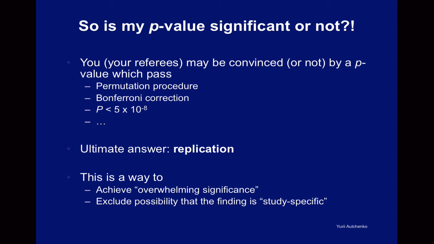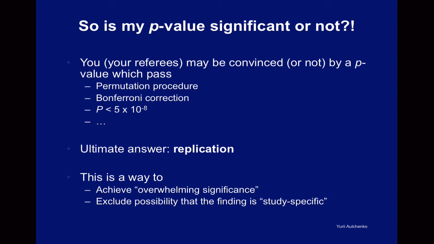Sometimes when you obtain results which are borderline significant, so they are either a little bit less than 5 by 10 to the minus 8 or a little bit more, you're really not sure if your results are true or not. The only way to convince yourself, and of course to convince the reviewers of your paper, that your results are significant is replication.